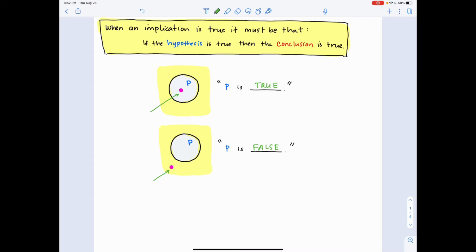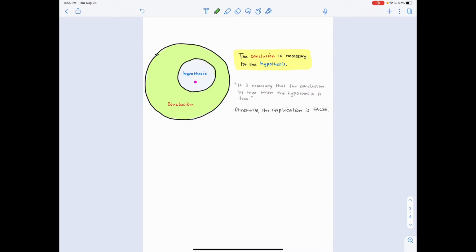Visualizing statements being true or false in terms of whether or not we are placing a point inside or outside the circle can help us try to understand alternative ways that we can phrase the statement if P, then Q. So one of the ways that we can rephrase an if-then statement is we can say that the conclusion is necessary for the hypothesis. Another way you might phrase this is, it is necessary that the conclusion be true when the hypothesis is true.